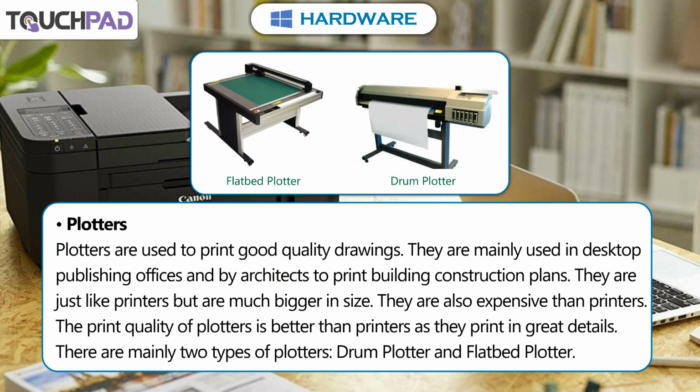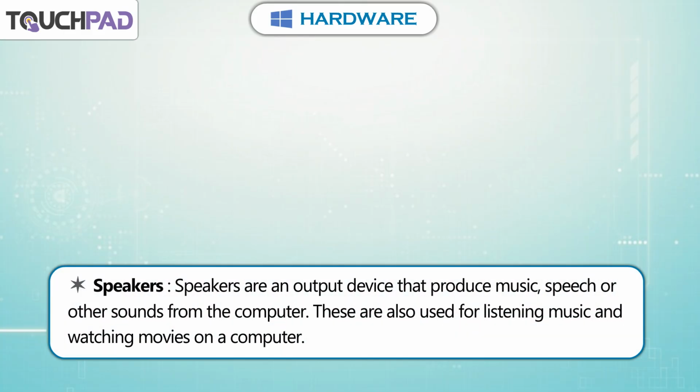Plotters. Plotters are used to print good quality drawings. They are mainly used in desktop publishing offices and by architects to print building construction plans. They are just like printers but are much bigger in size. They are also more expensive than printers. The print quality of plotters is better than printers as they print in great detail. There are mainly two types of plotters, drum plotter and flatbed plotter.